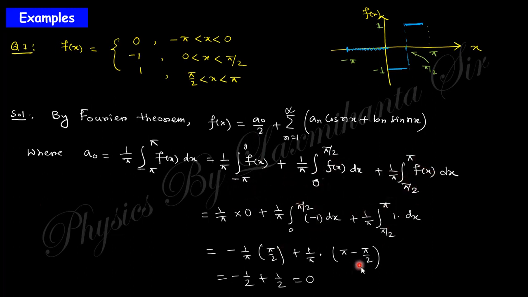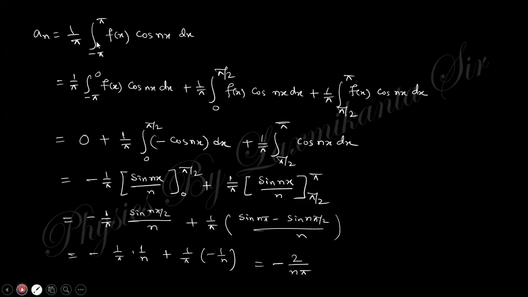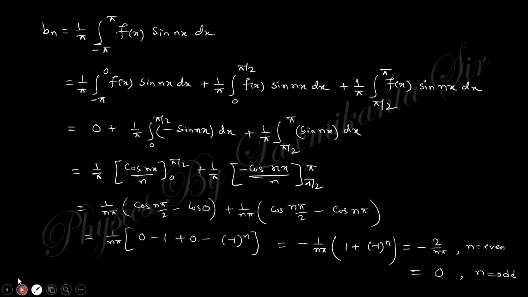Just putting this value and integrating, you can easily find out this is 0. Next, an will be like that, and this also expands in three portions. This portion is 0, this is minus 1, this is plus 1. Integrating and putting this value, you can easily find out the value of an.